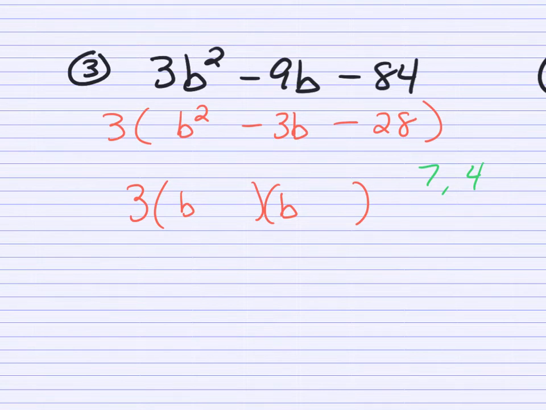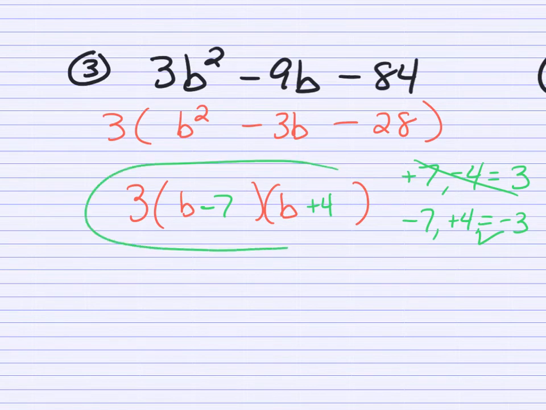So if I start off with positive 7 and negative 4, that combines to give me a positive 3, and I need a negative 3, so it can't be that. So then I would try negative 7 and positive 4, and that combines to give me negative 3, and that's exactly what I needed. So I'm going to plug in a negative 7 and a positive 4. And again, it doesn't matter which place you put it in as long as it's negative 7 and positive 4.